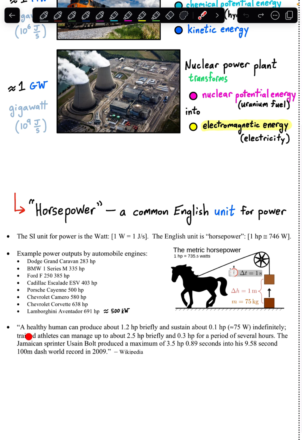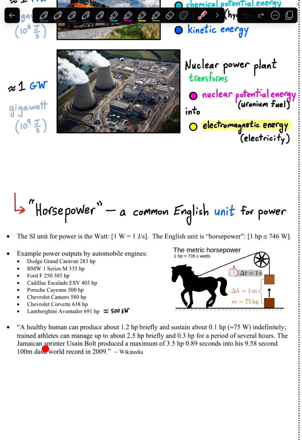You, a person, a healthy human, can produce just over 1 horsepower briefly when you're running or exerting yourself. But you can sustain about 1/10 of a horsepower, about 75 watts indefinitely. So working over a long period of time, you can comfortably put out about 1/10 of a horsepower. In brief bursts, you can put out just over 1 full horsepower, just equivalent to a horse. A human can be equivalent to a horse just briefly for a moment, but mostly we're 1/10 as powerful as a horse.